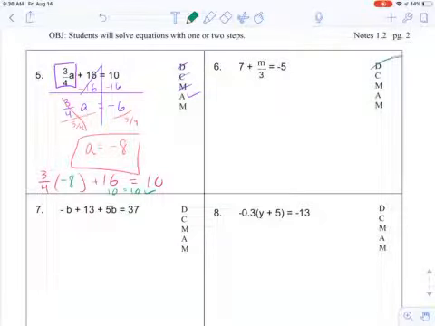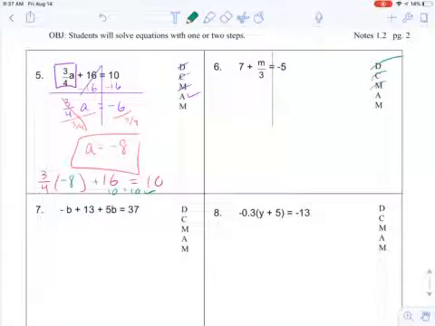I don't see any parentheses, so I don't need to distribute. There is only one variable on the left side. I don't see any like terms on the left or the right side, so I don't need to combine like terms. Move the variable: the variable is only in one place, so it does not need to be moved.